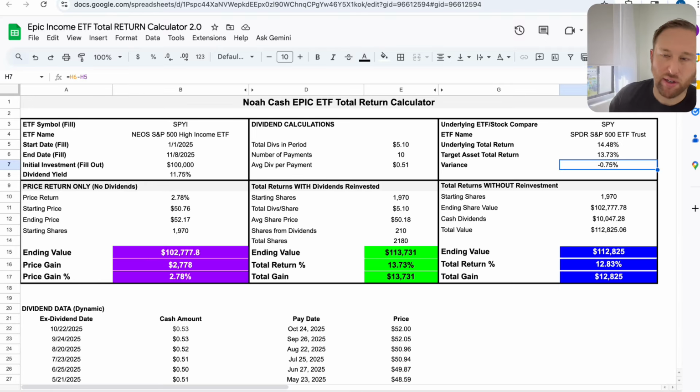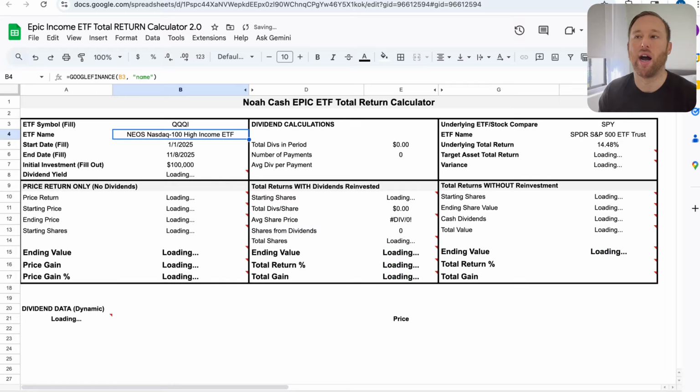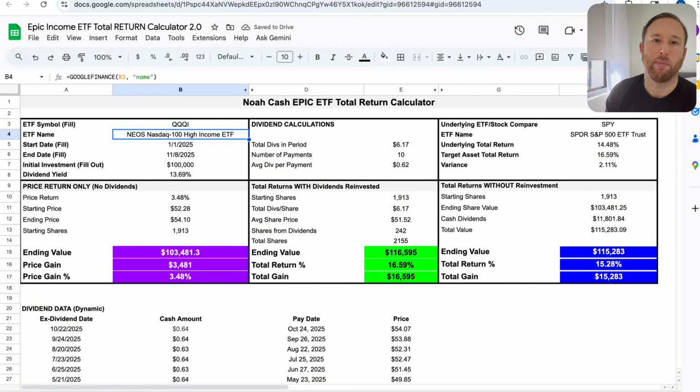So this is a fun little tool set, guys. It will be available in the Patreon for you to grab. Let me know if you want to see other improvements to this solution, guys. I will look to continually update it, but it is fun. Go in here and change your asset. You want to compare QQQI to its underlying, you want to compare Robinhood to its underlying, or just see the total returns of these covered call strategies, these high income strategies. It's a fun way to do it.